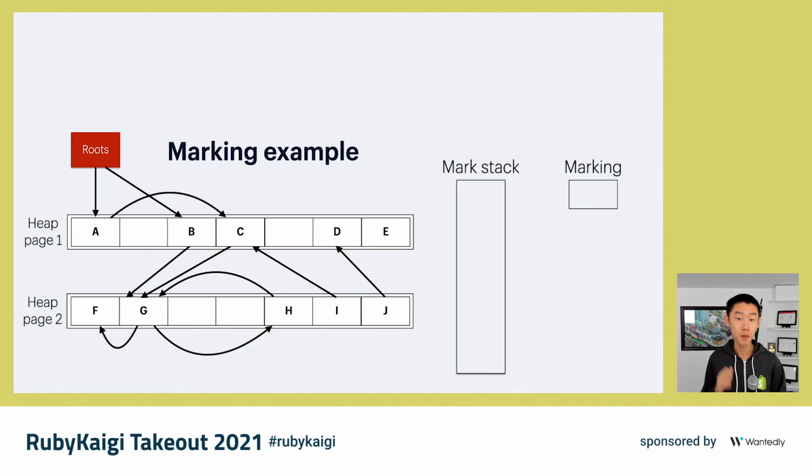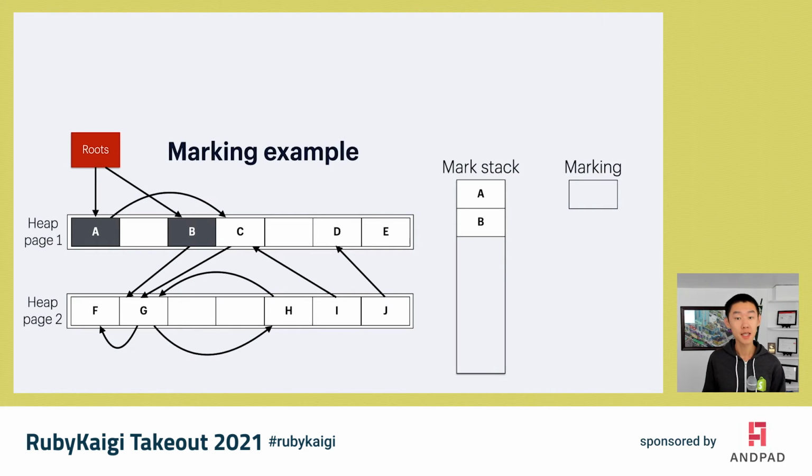The first step of marking requires us to mark the root objects. The root objects here are objects A and B. Let's now mark these 2 objects. Since both objects are unmarked, we mark them black and place them on the mark stack. Now that we have marked all the root objects and our mark stack is not empty, we can start popping objects from the mark stack and marking its children.